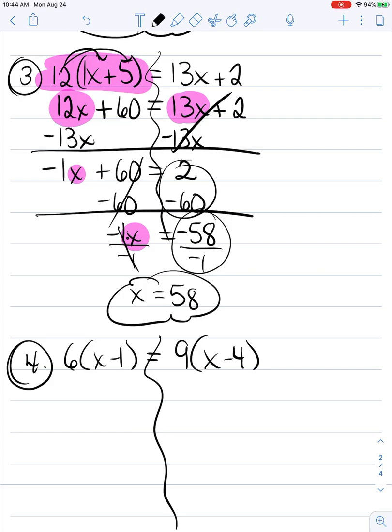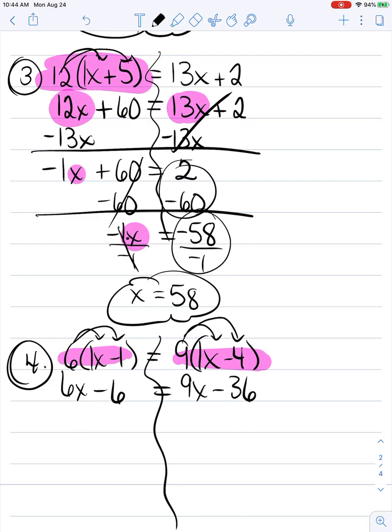What do you notice here? Well, I notice I have the distributive property on both sides. So it doesn't matter which one you do first. I usually work left to right. So 6 times 1x is 6x. 6 times negative 1 is negative 6. 9 times 1x is 9x. And 9 times negative 4 is negative 36. Next, do I have any like terms on either side? No, I don't. 6x minus 6, not the same. 9x minus 36, not the same.